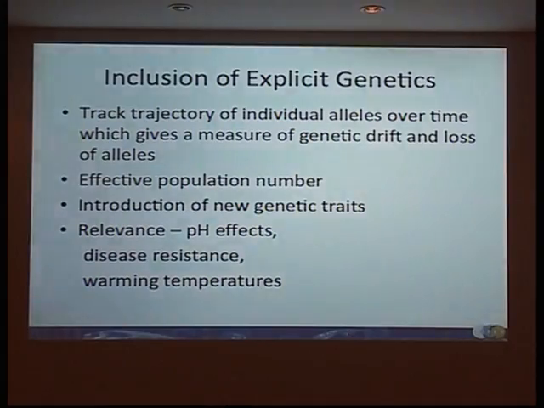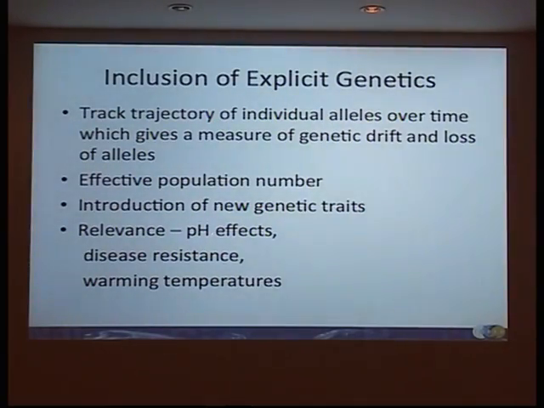All right, so if you put in the explicit genetics, what you can actually do is track individual alleles and end up looking at things like genetic drift and the loss of those. You calculate the effective population number, which is the number of individuals in a population of, say, 1 billion oysters. What percentage of that is actually contributing the progeny to the population? And you can look at the introduction of new genetic traits.